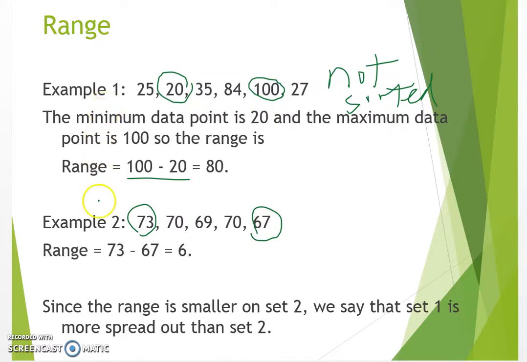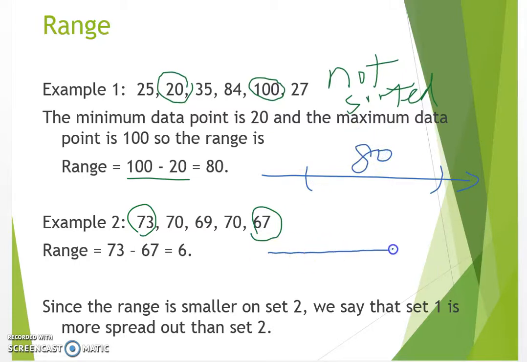Now, if we compare these two sets, we see the first range is 80 and the second range is 6. If you use a number line, we can put the number lines here. Let me get my pens activated. The first one has 80 as the range, it's that big, and the second one has only 6 as the range. So it's easy to see the first set, with the range of 80, is more spread out than the second set, which has only a range of 6, which is quite obvious here.